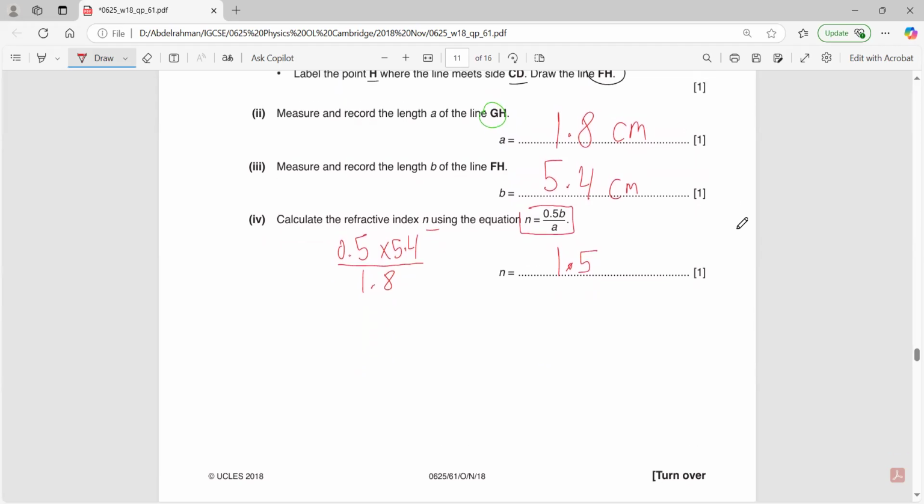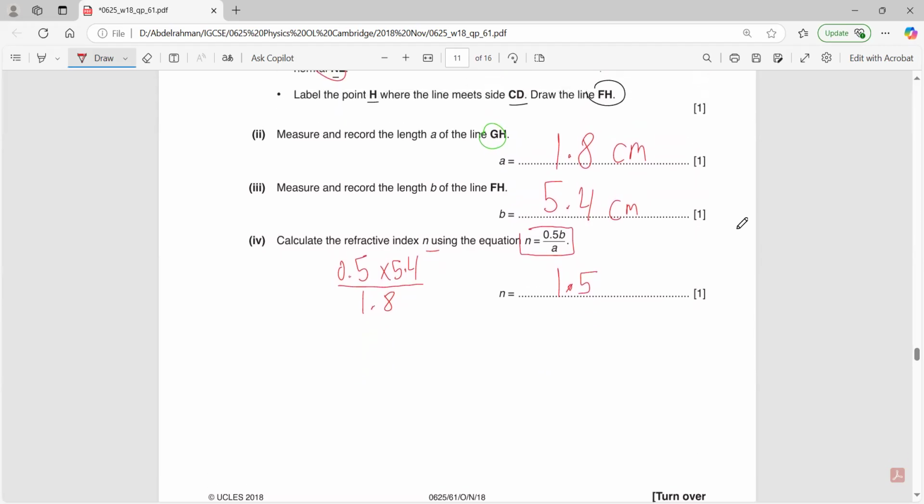If n is slightly above or slightly below 1.5, it's okay, because your A would be slightly above or below 1.8, and so would B. But again, 1.5 should be the most common answer among your answers. If it's slightly above or below, it could be acceptable.